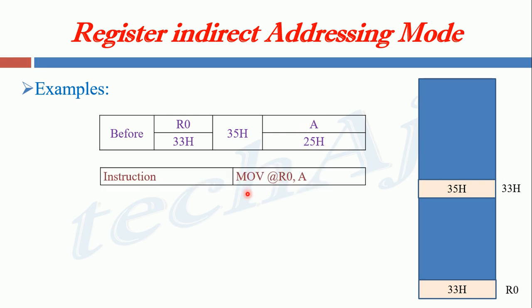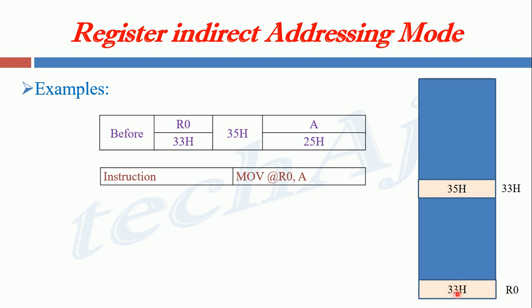Now if we execute the instruction MOV @R0, A. Now in this instruction, @R0 is a destination and accumulator is a source operand. Now accumulator value will be copied into the address pointed by the R0. My R0 register is pointing to the address 33H.